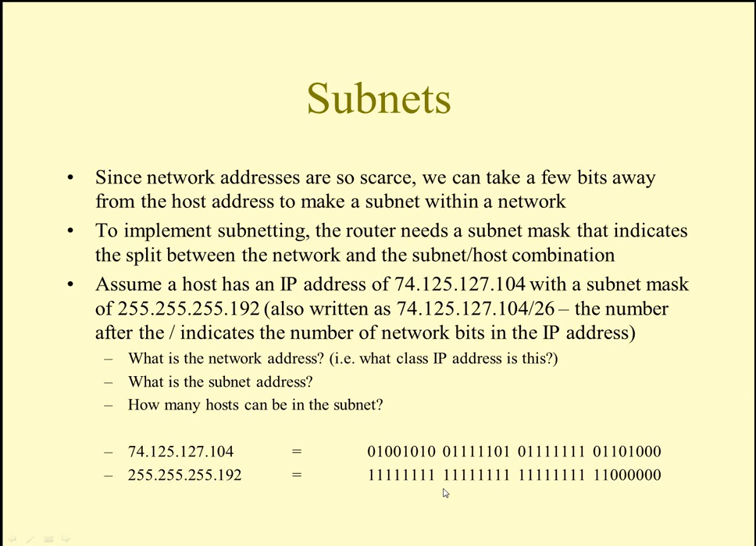11111111.11111111.11111111.11000000. All subnet masks have to have ones from the left side forward, and the first time that you get to a 0, you have zeros the rest of the way. The reason for this is that we see that this 74.125.127.104 is part of what class of IP addresses?